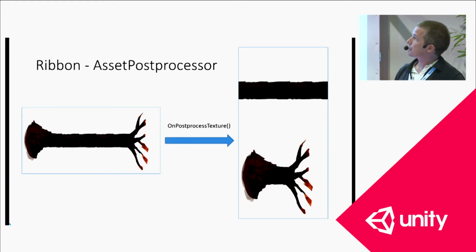So we use an asset post-processor. I don't know who's familiar with asset post-processors. Okay, not that many. So basically, it's a hook you get every time you import a texture or refresh the texture, like you save in Photoshop, go back to Unity. You get a callback telling you, hey, here's a texture, do what you want with it. And in this case, we cut it up and rearrange it, so it works for our tiling.